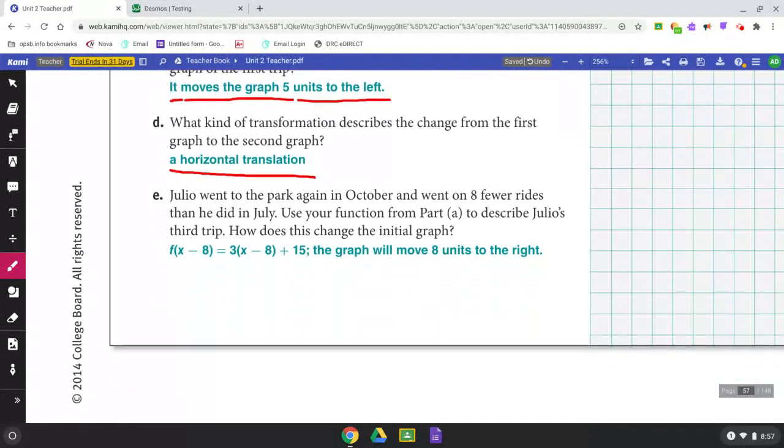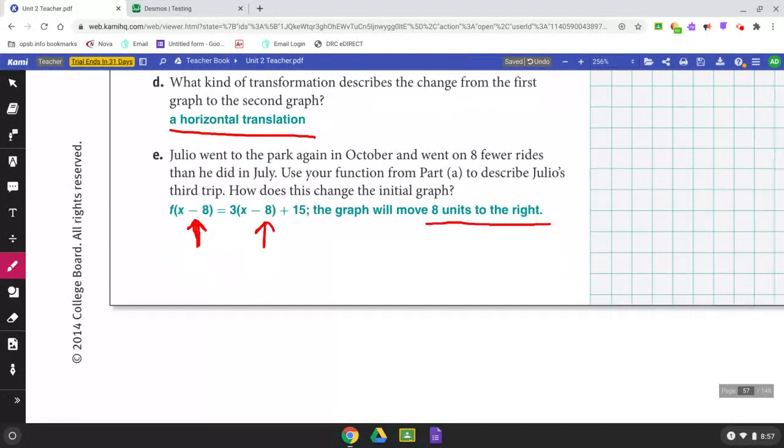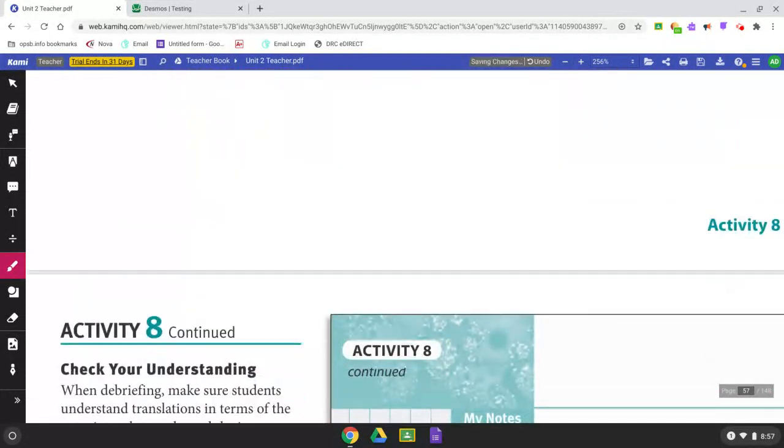Julio went to the park again in October and went on 8 fewer rides than he did in July. So if we're going on 8 fewer, we're going to subtract. We're going to subtract 8 from the amount of rides that we did in July. If we subtract inside, that means that we're going to move 8 units to the right. Okay? If we're subtracting inside, it's to the right.